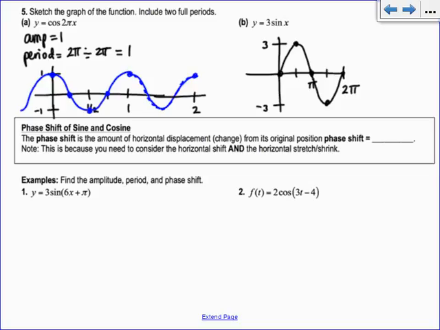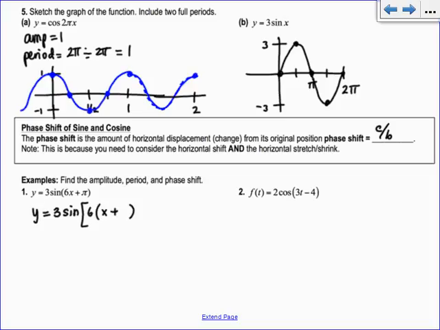All right, and the very last thing, it talks about phase shift of sine and cosine. So it says the phase shift is the amount of horizontal displacement or change from its original position. So it's not how much you're moving right or left. So it ends up being C over B. So it says find the amplitude, period, and phase shift. So let me do one of these for you guys. So for this one, this is where you have to pull out the 6.